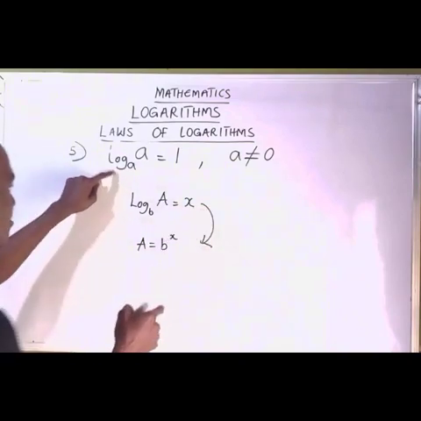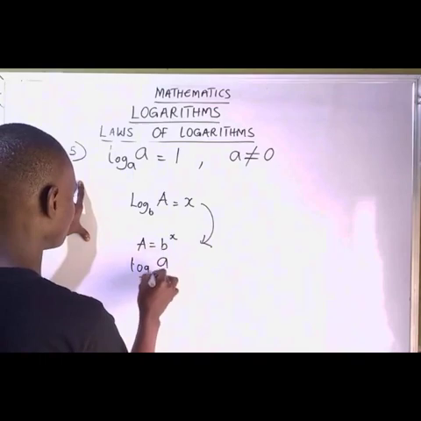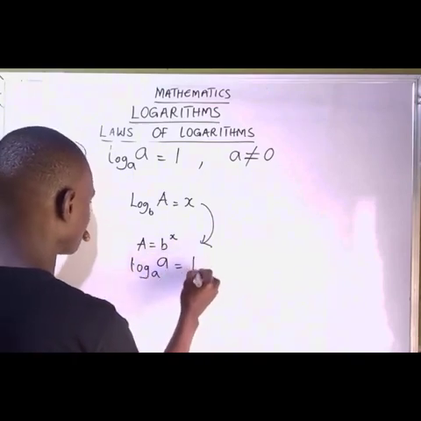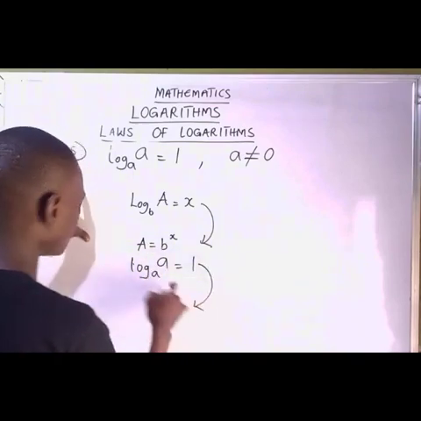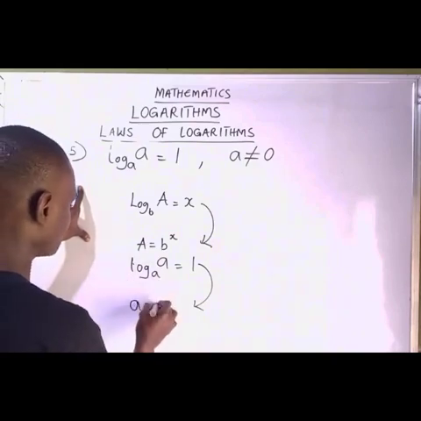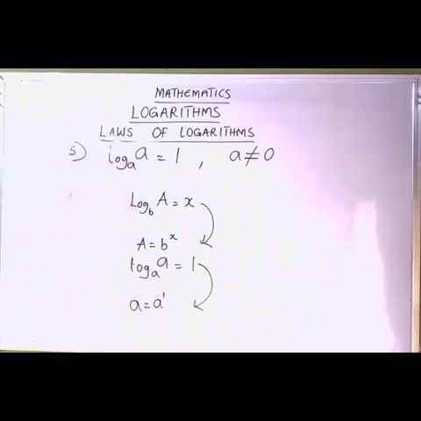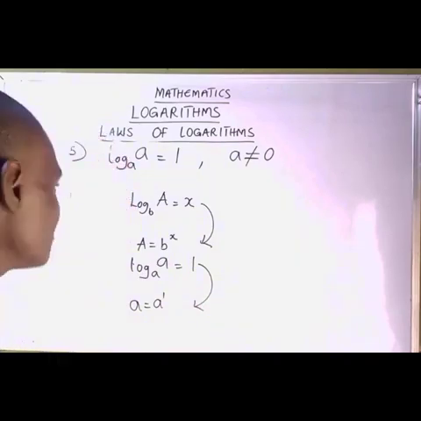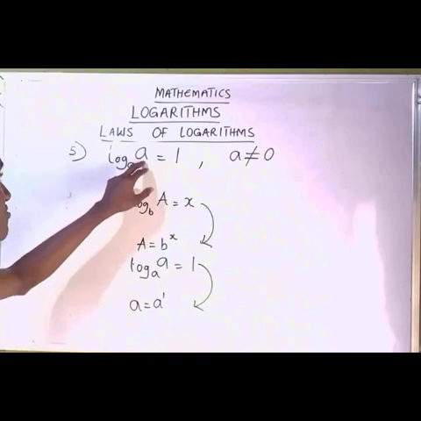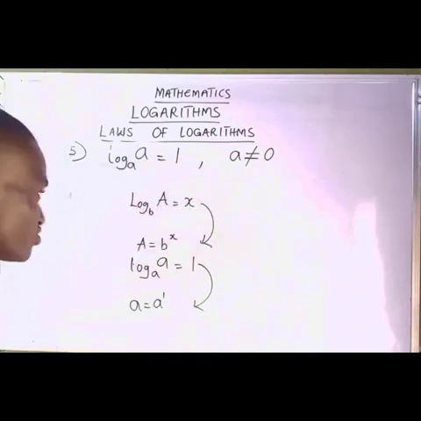Now, if you take a look at this law, we have the logarithm of a to the base of a is equal to 1. Now, if I want to transform this, then I'll be saying this a can be written as this base to the power of 1. And is this true or not? Yes, it is true. And this is the reason why the logarithm of a number to the base of that same number is always equal to 1.